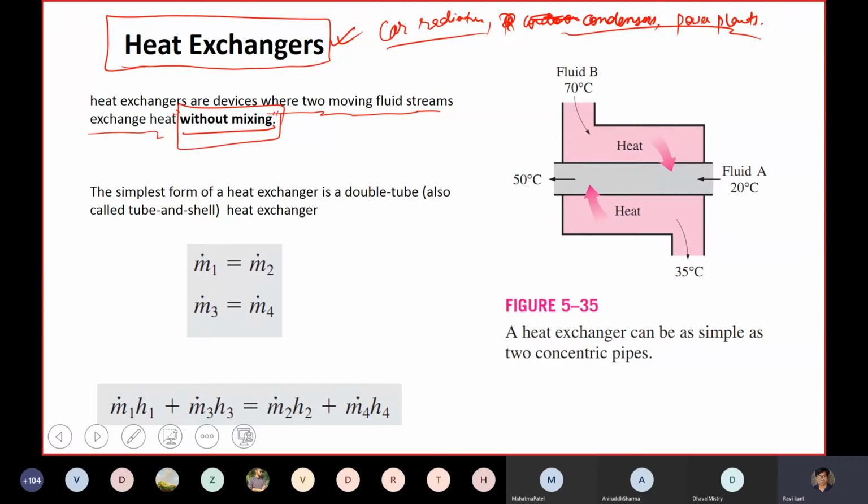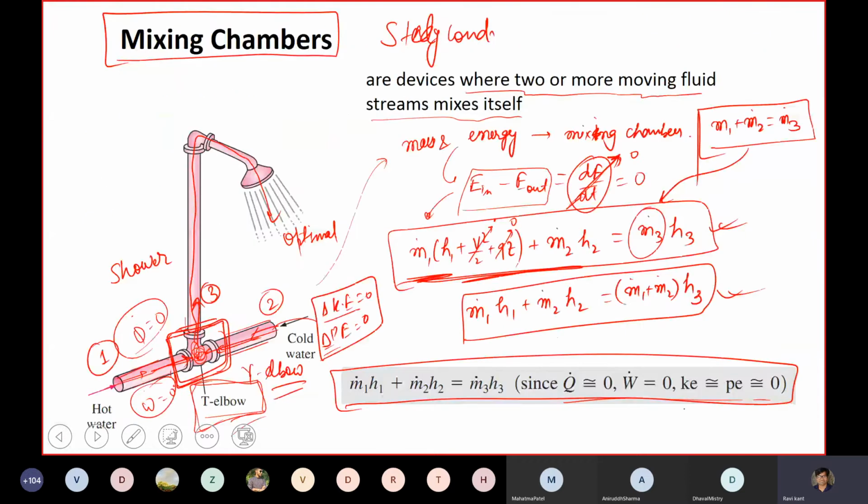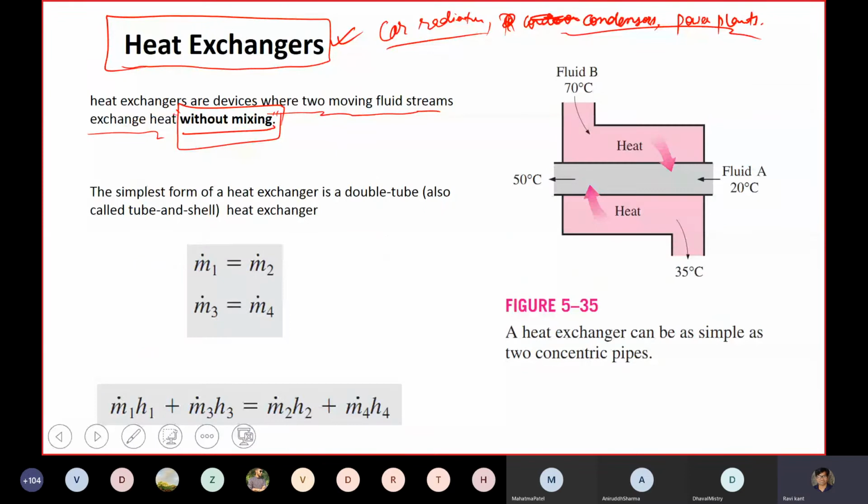So a heat exchanger is basically a subset of your mixing chambers. But in mixing chambers, you have a direct contact of two fluids. But here in heat exchangers, there is no direct contact, or no mixing as such. So two streams of fluids.